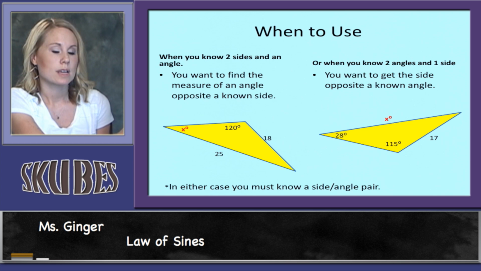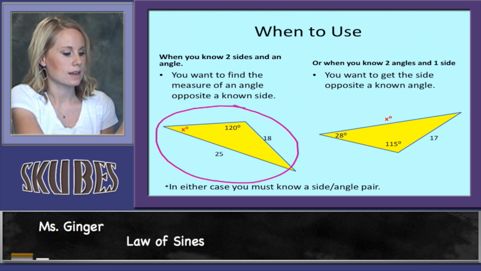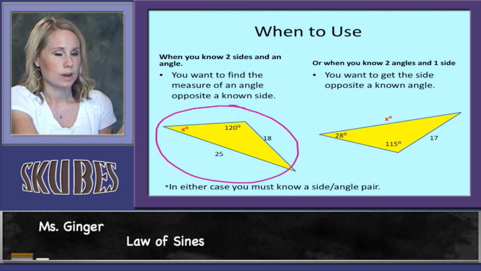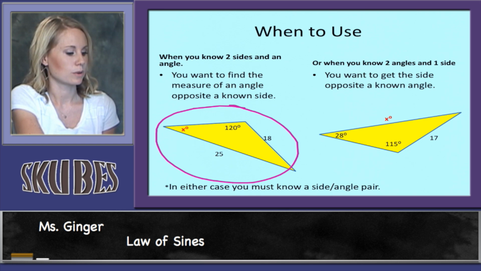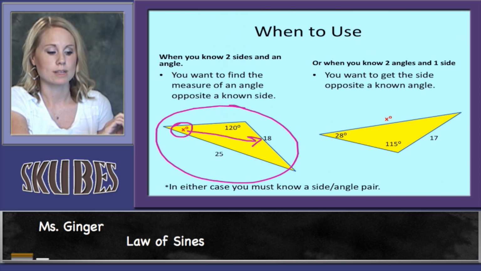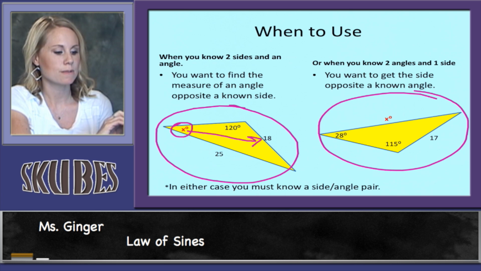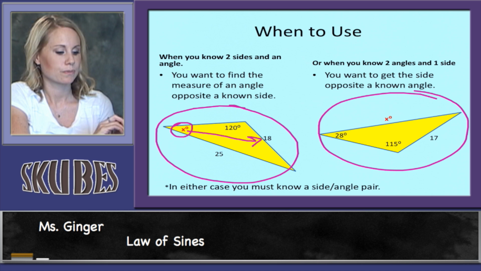Specifically, you'll want to use this setup when you know two sides and an angle. And if you'll look right here, that's the case. I know two sides, one angle is labeled, and you want to find the measure of an angle opposite from a known side. So if you wanted to start here, find that angle opposite of this side here. Or you can use it when you know two angles and one side, as in this situation here, and you want to get the side opposite of a known angle, like this situation.